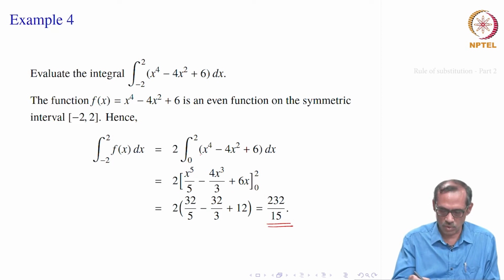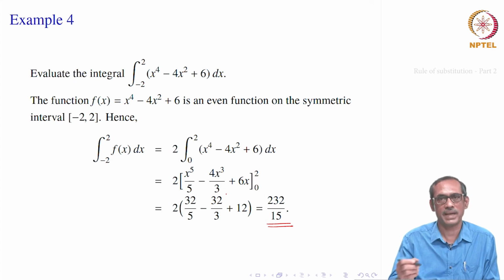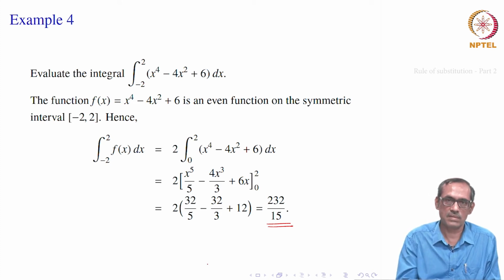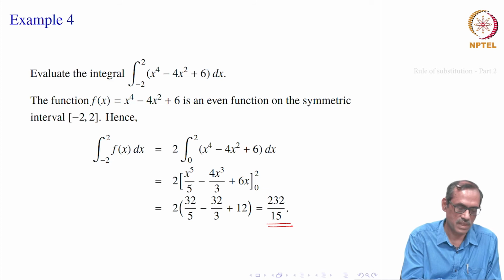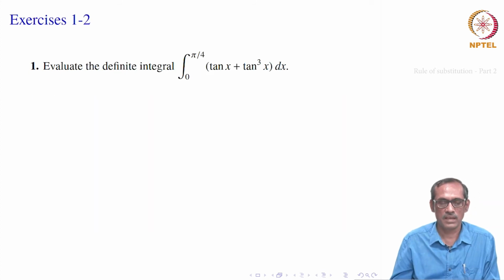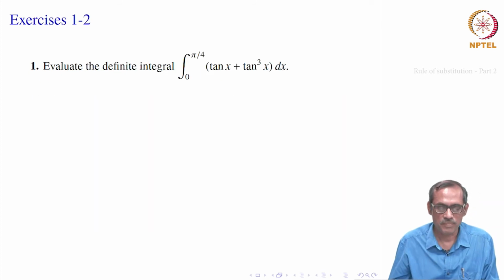So, instead of evaluating this whole expression again at minus 2, we just evaluated at 0 and 2, which becomes easier. That is how the evaluation of definite integrals becomes easier by using the even-odd notion. So, let us see some more problems.